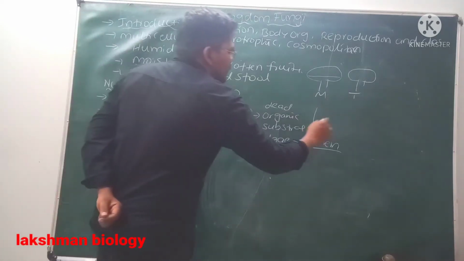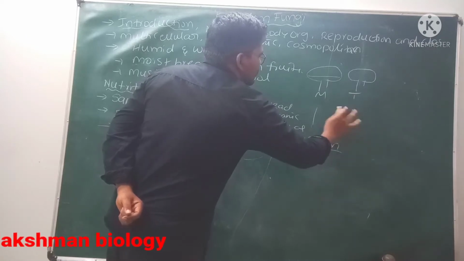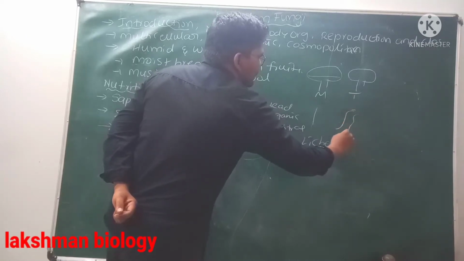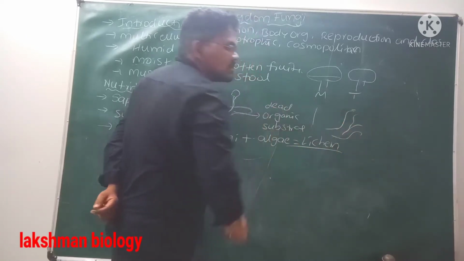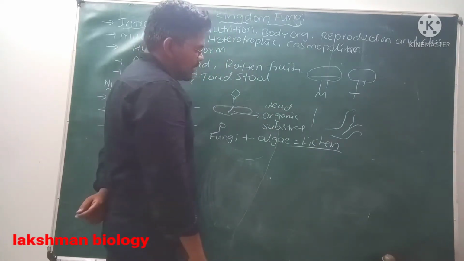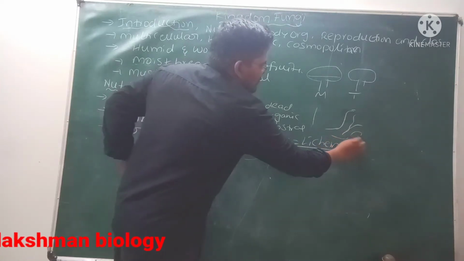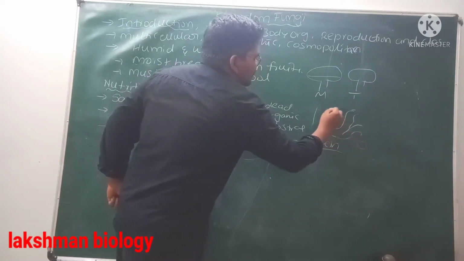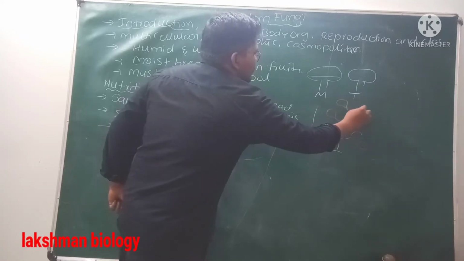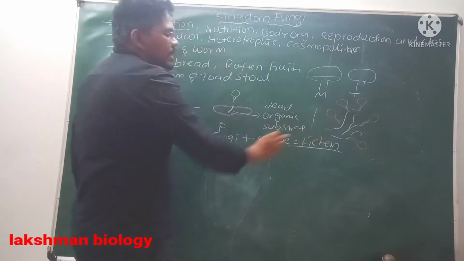Example here, this is the algae. Algae can do photosynthesis because it belongs to the plants. And this is the fungi which is present on the algae. Both combined are called lichen.